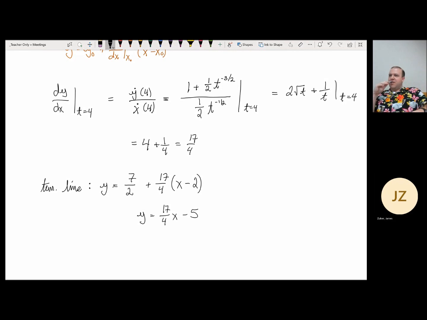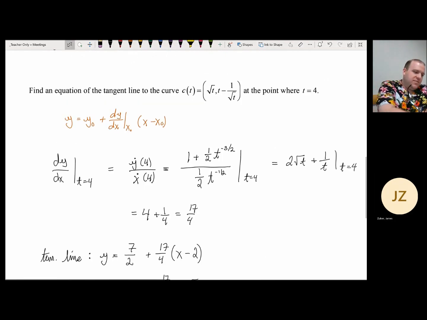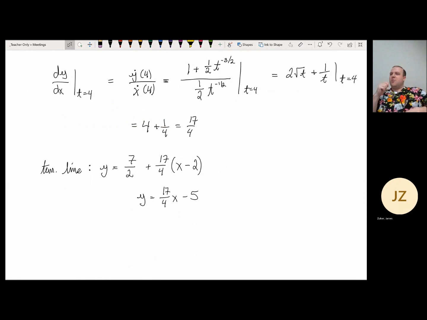Questions so far on parametric equations? Aiden, how'd you get 7/2? Plug in 4 to the original vector that you have. Specifically the y component, the y of t. Because remember, this is x of t comma y of t, right? That's also where the 2 came from. Any other question?